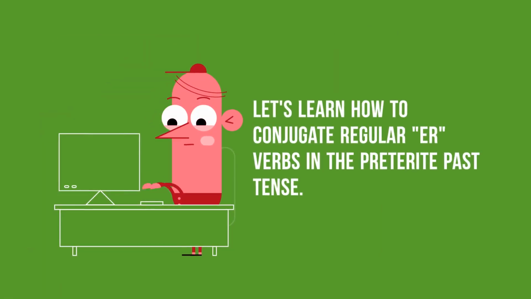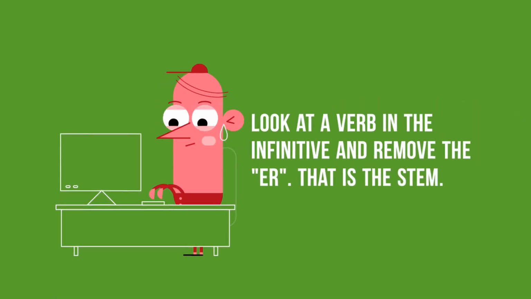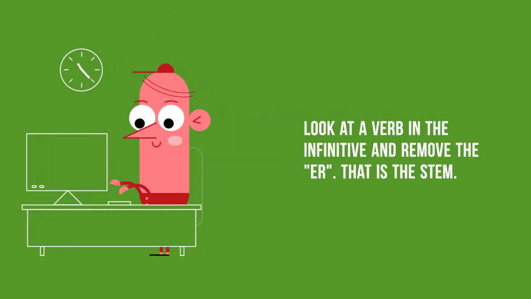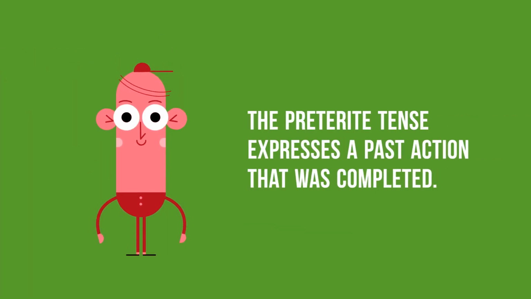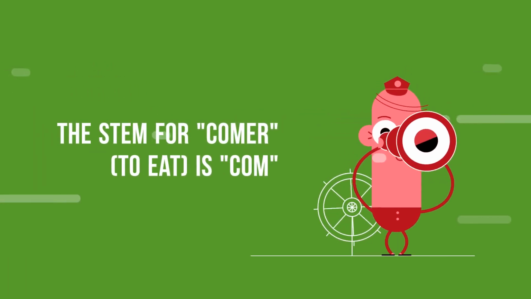Let's learn how to conjugate regular ER verbs in the Preterite past tense. Look at the verb in the infinitive and remove the ER. That is the stem. The Preterite tense expresses a past action that was completed. The stem for comer is COM.